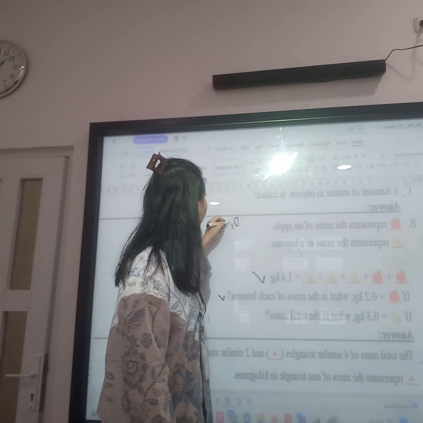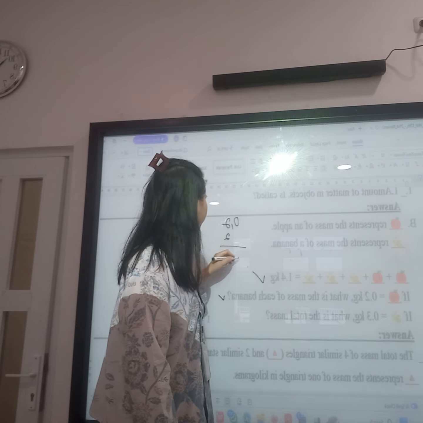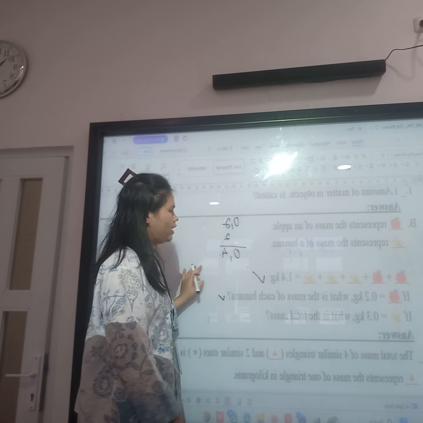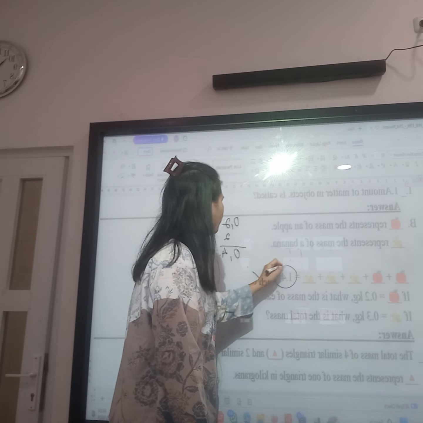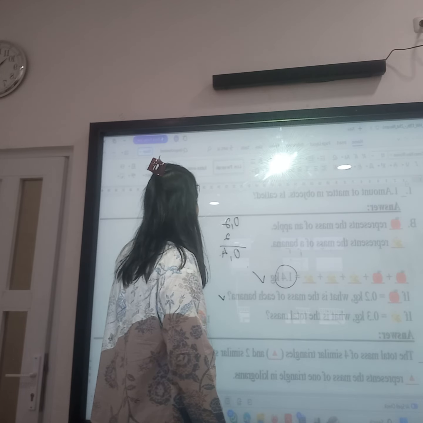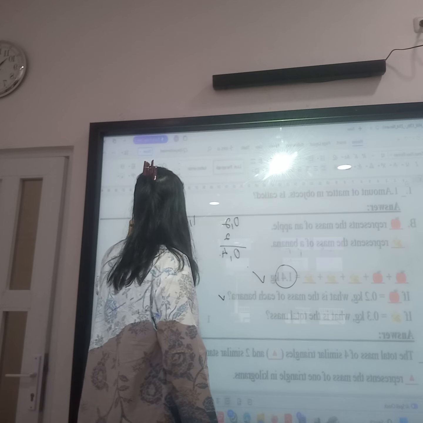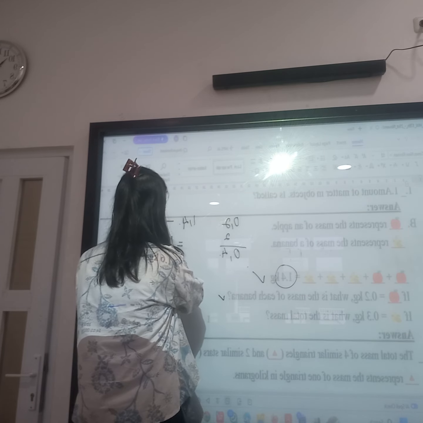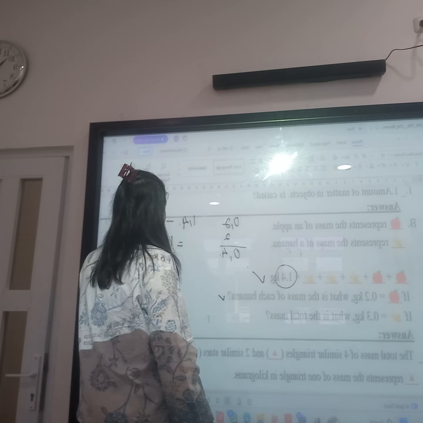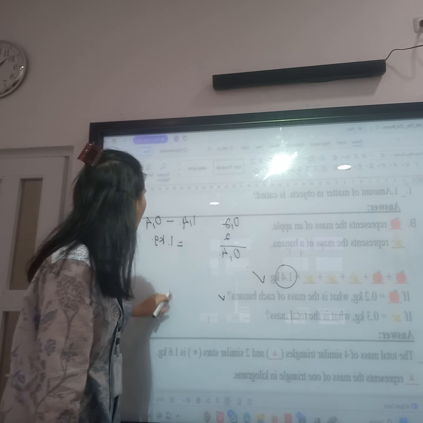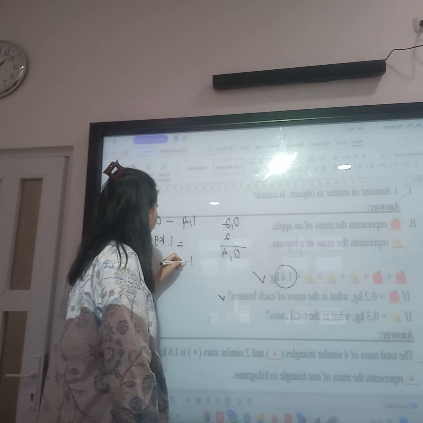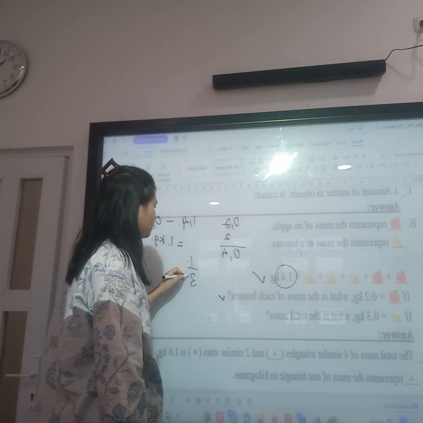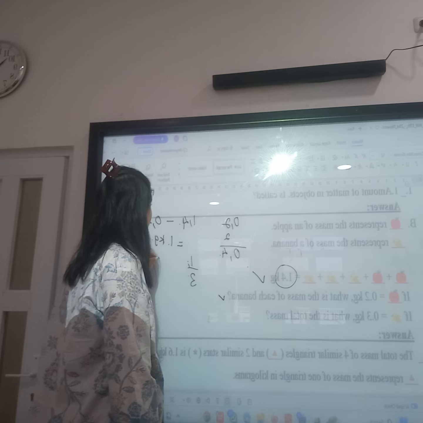Apple 2 becomes 1.2 times 2 equals 0.4. Okay, after that, because we know this is 1.4, just minus: 1.4 minus 0.4 equals 1 kg. After that, we already know 1 kg, we need to divide by 3 bananas. So 1 divided by 3 bananas.